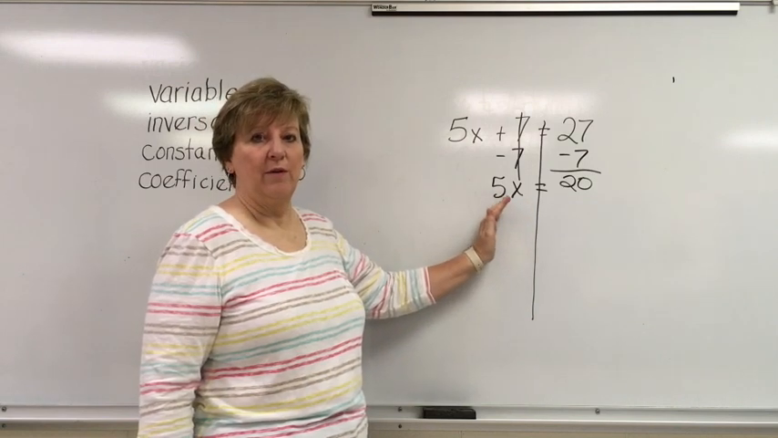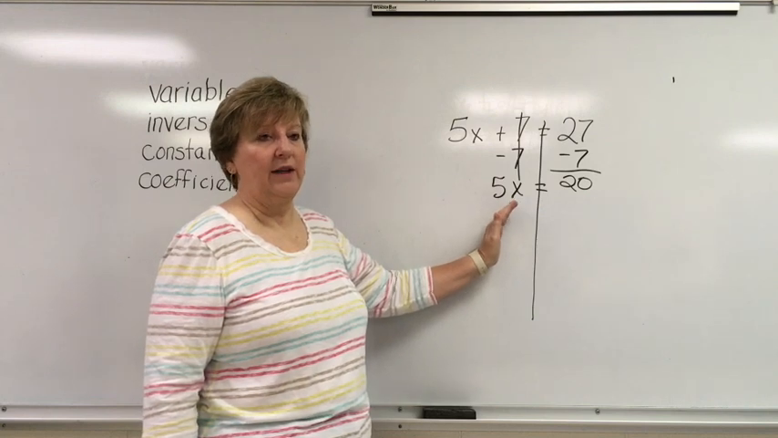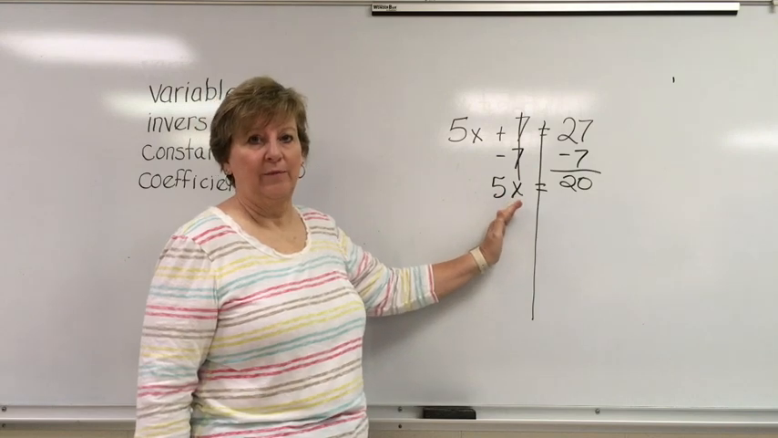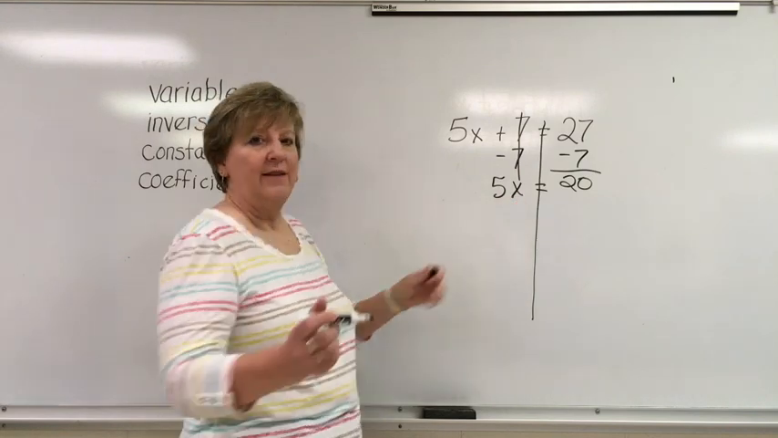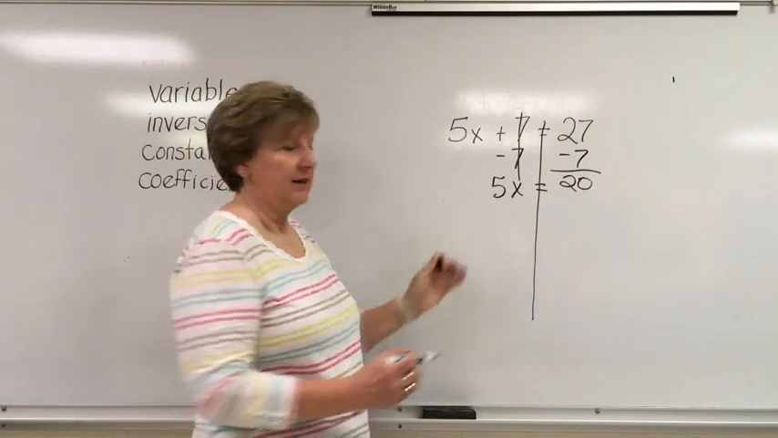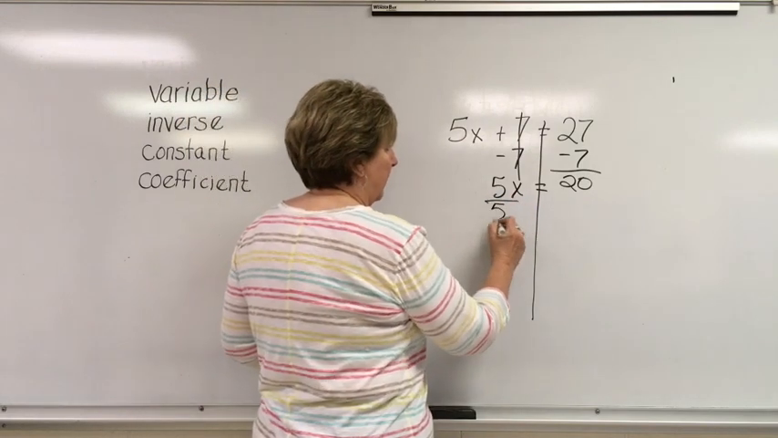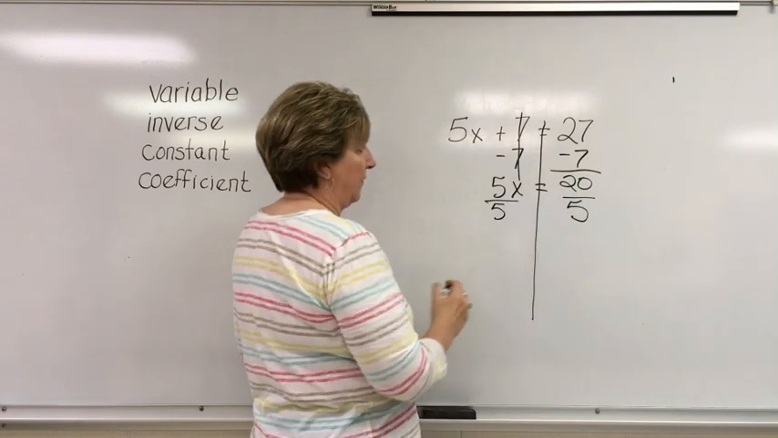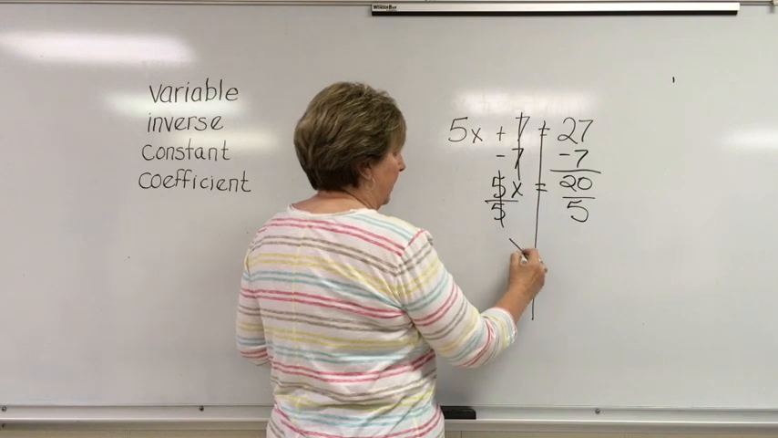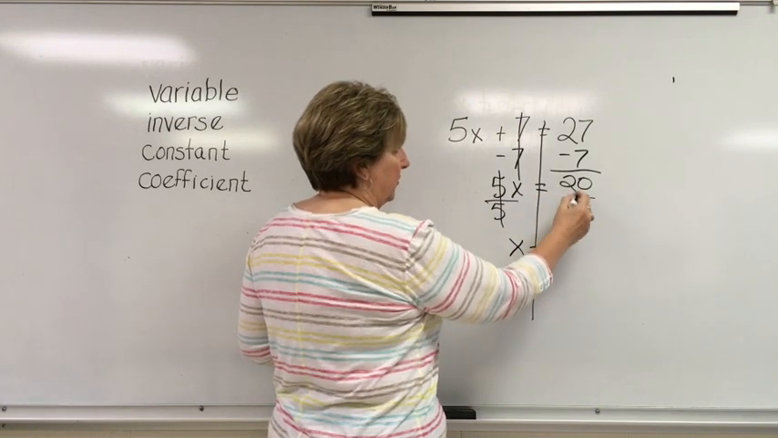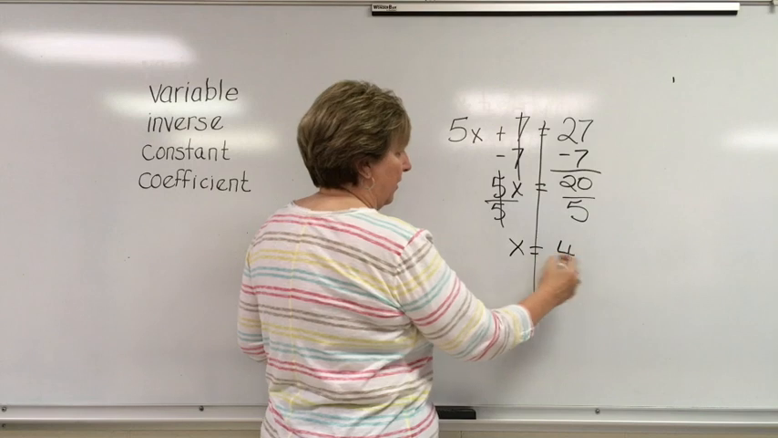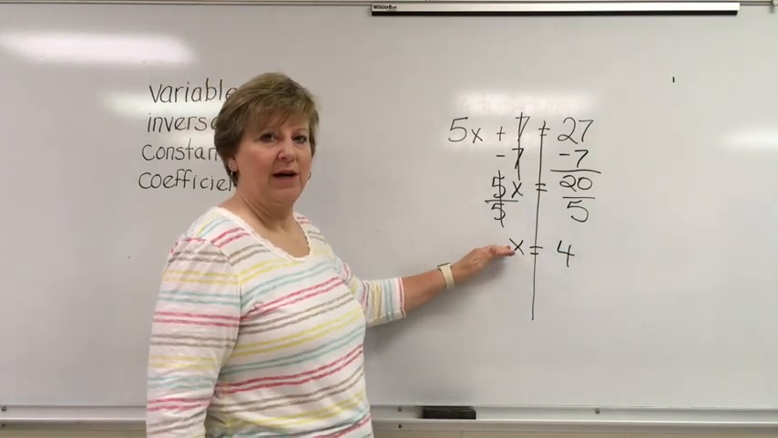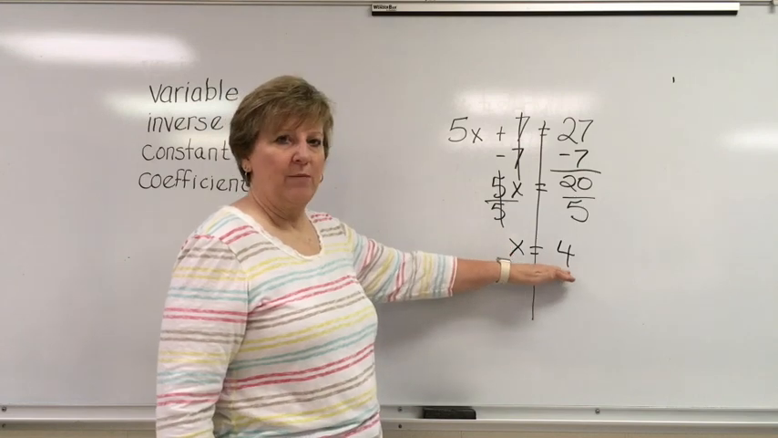So how are we going to get rid of the bodyguard? I don't need any smart comments, you guys. How can we get rid of the bodyguard? We have to divide, because the opposite of multiplication is division. So we're going to divide by 5. What you do to one side, you do to the other side. These cancel out, bring down the x, put in our equal. 20 divided by 5 is 4. So x equals 4. We have our celebrity by itself.